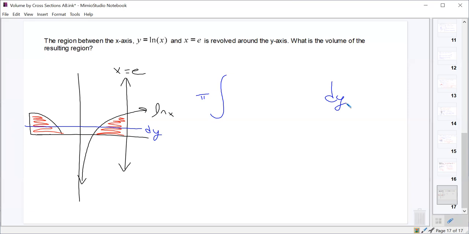The distance from the y-axis that we're revolving around to the furthest right point of this. Well, what's that? It's e. Does that ever change? No. All the way up from the lowest point of the region to the highest point of the region, the outer radius is e. So e squared, right? Because it's outer radius squared minus inner radius squared. What's the inner radius?